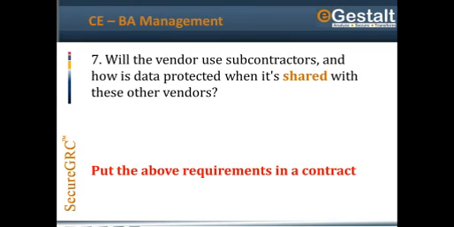And so next I'll talk about some automated tools that automate this whole process of assessing and managing the process. The tool that I'm going to talk about is SecureGRC, which manages and automates the whole process of managing business associates and vendors through an automated tool and an automated process.